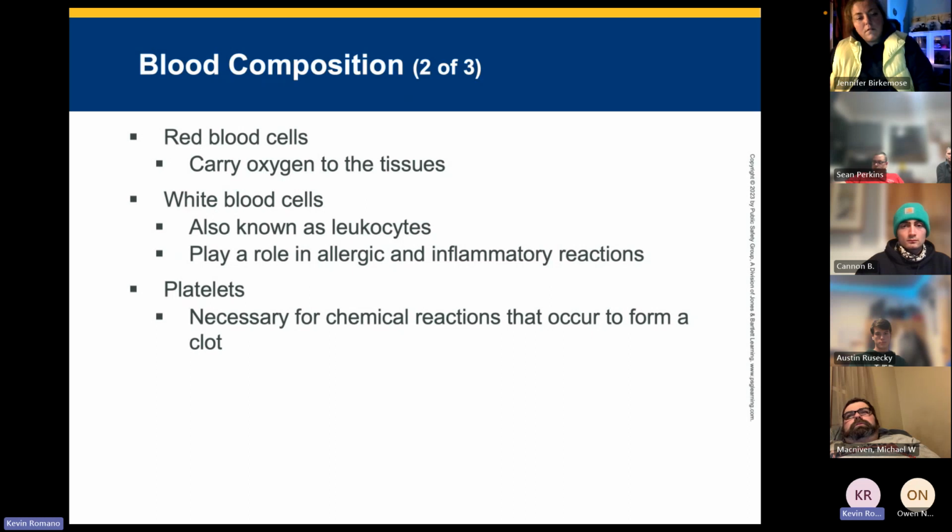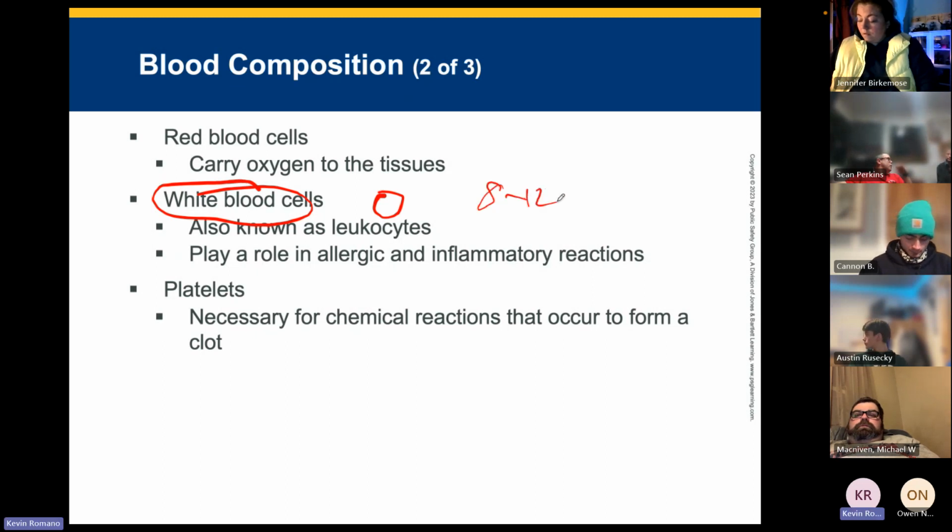Understand this with white blood cells. This is what fights infection. So patients that are immunocompromised, for example patients on chemotherapy, can have a white count of 0, or 1 or 2, way too low, right? The normal is usually between 8 and 12. I say 12, it's a lot harder than that, but we just use those numbers, 8 to 12. And anything above this would show an indication of a possible infection.